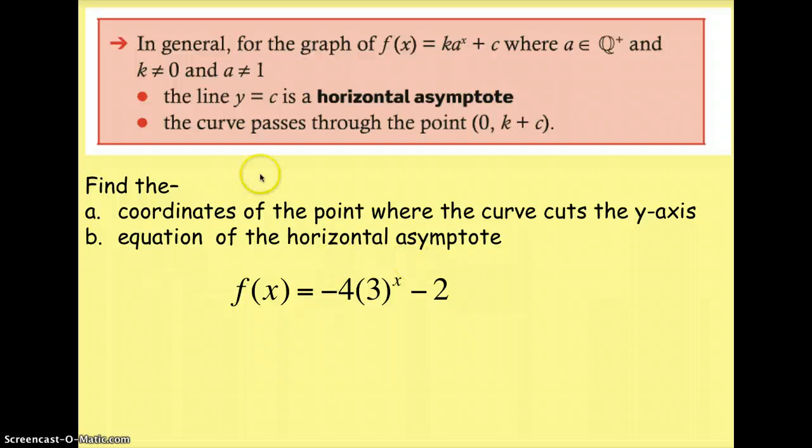Now another example. We know it's 0 for the y-intercept, x is 0, and your y is -4 minus 2, so your y-intercept is 0, -6. How about your horizontal asymptote? It's simply your c, and your c is -2. That means your y is -2.